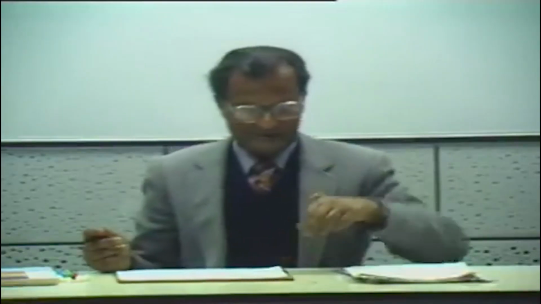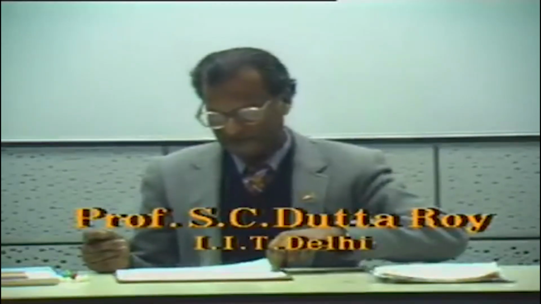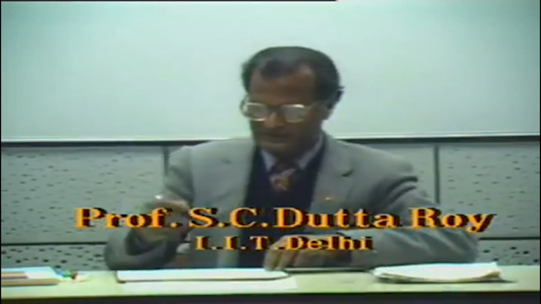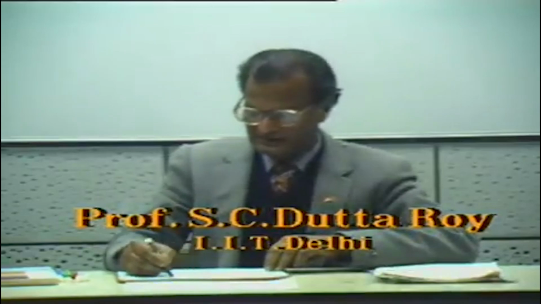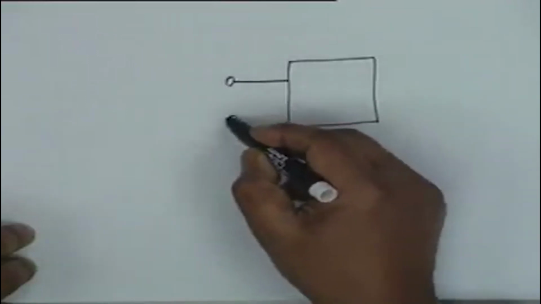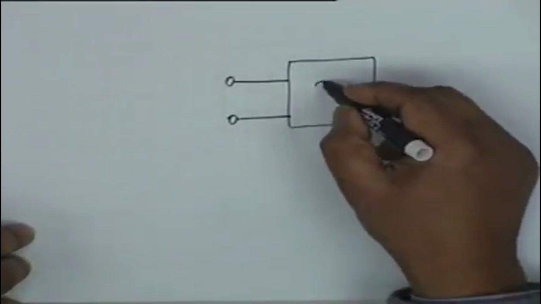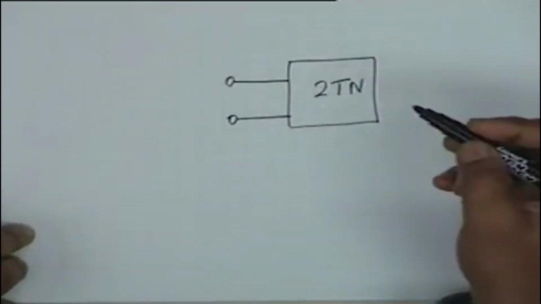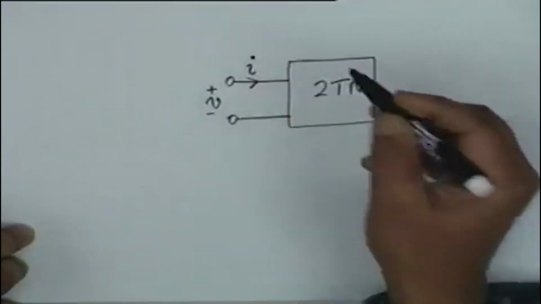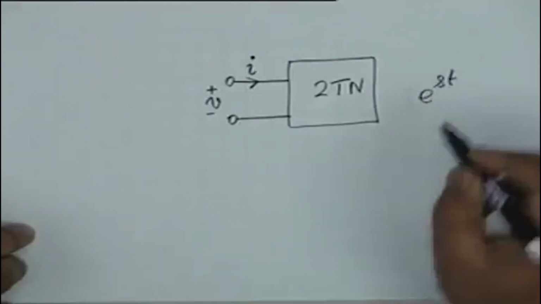On impedance functions, poles and zeros and their applications. We have already introduced the concept of impedance function as the ratio of voltage to current of a two-terminal network whose excitation is of the form e to the power st.